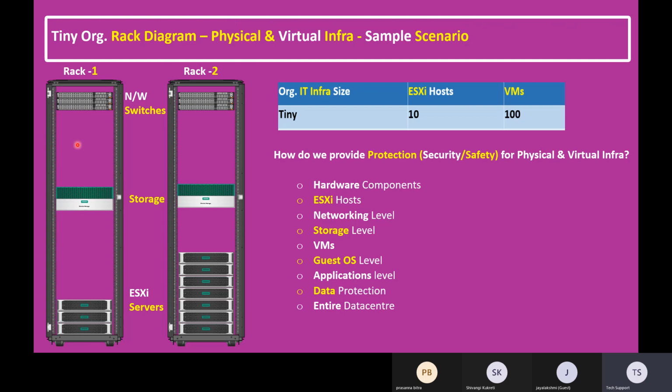If you notice the left side of the diagram, we have two racks here, rack 1 and rack 2. Even in the racks, we have a few physical servers. If you observe the first rack, we have three physical servers.